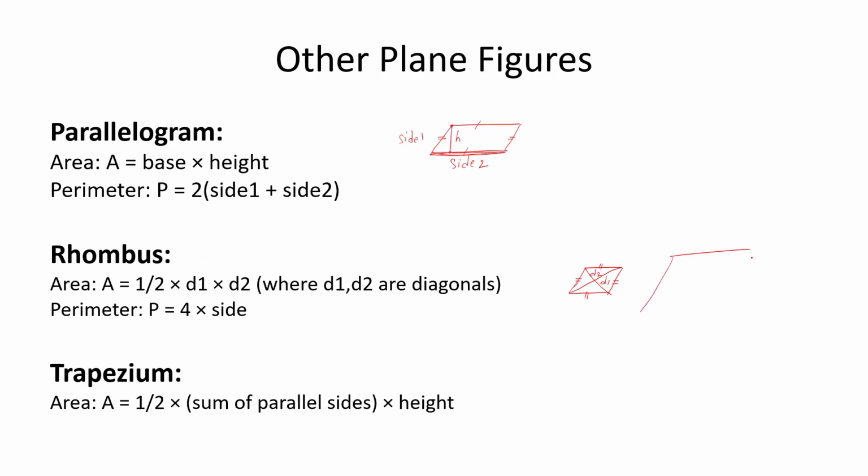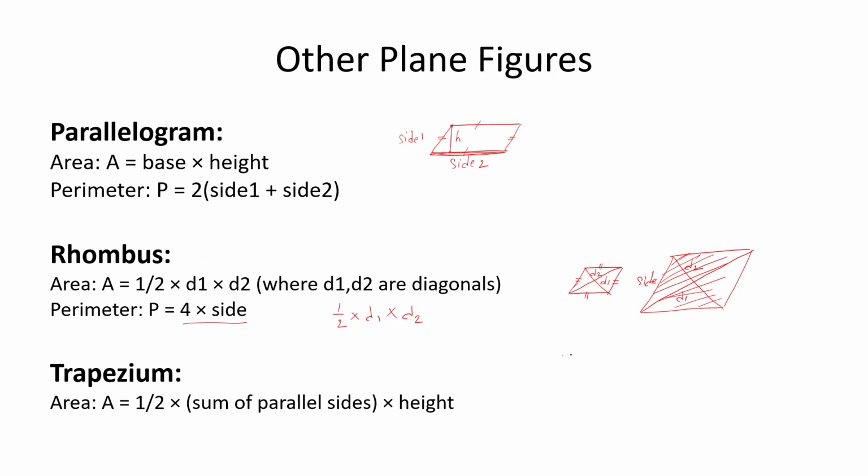So let me draw a big rhombus. This is the rhombus. This is one diagonal. This is the other diagonal. You can see that this diagonal is bigger than this diagonal. D1, D2. How to compute area? Area is this region, right? Area of a rhombus is 1 by 2 into D1 into D2. How to compute perimeter? So this plus this plus this plus this. So if this is a side, so side 1, 2, 3, so 4 times side.